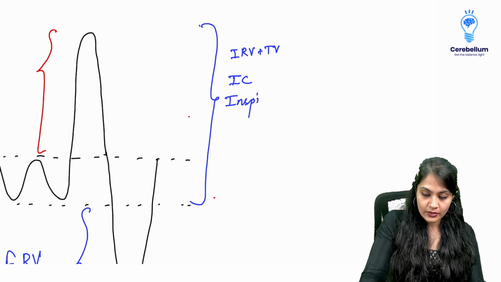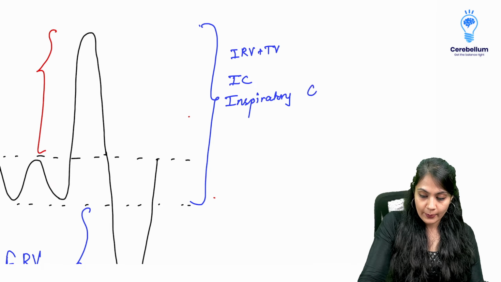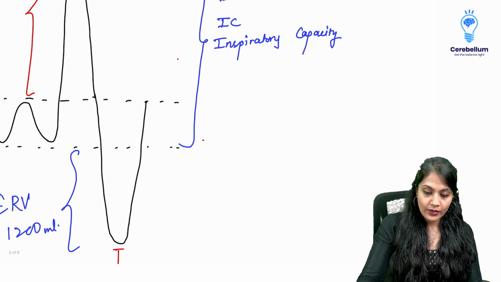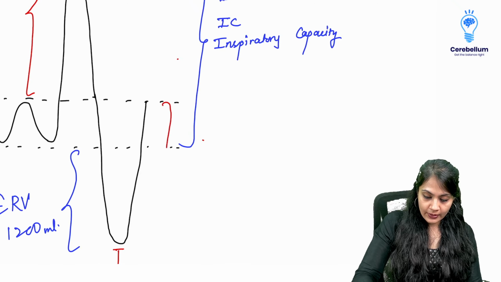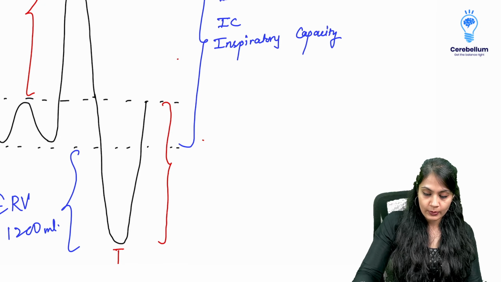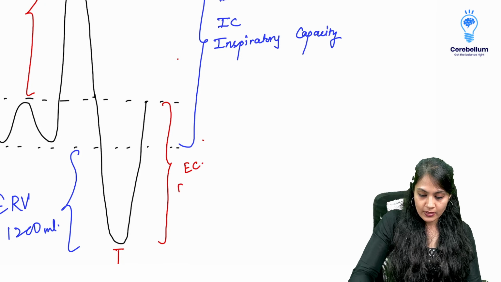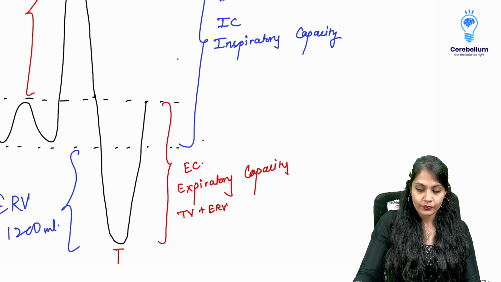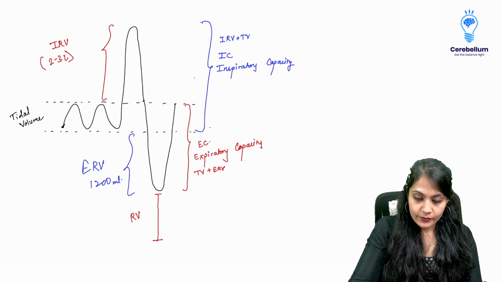IC, what is it? The inspiratory capacity. Right? It's the combination of IRV plus TV. If I add the ERV plus TV, then it will be expiratory capacity. What is expiratory capacity? TV plus ERV.